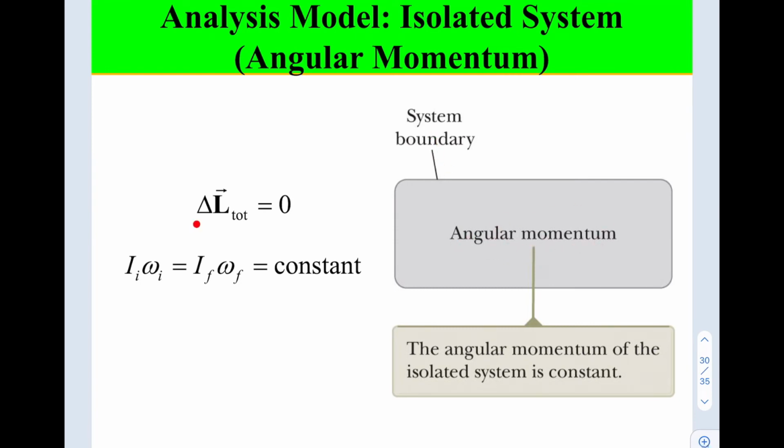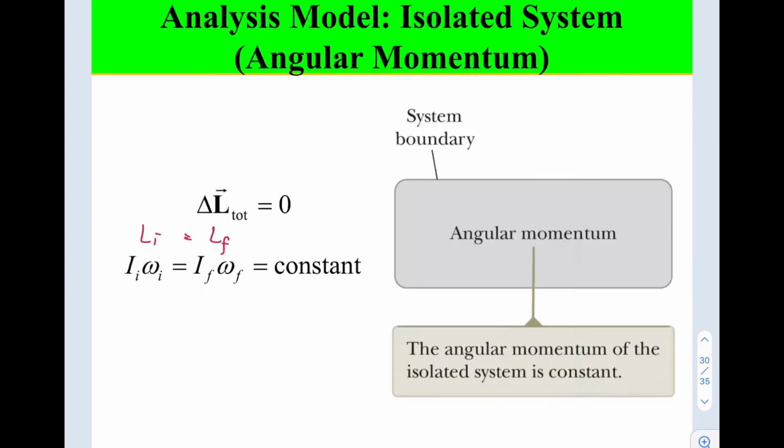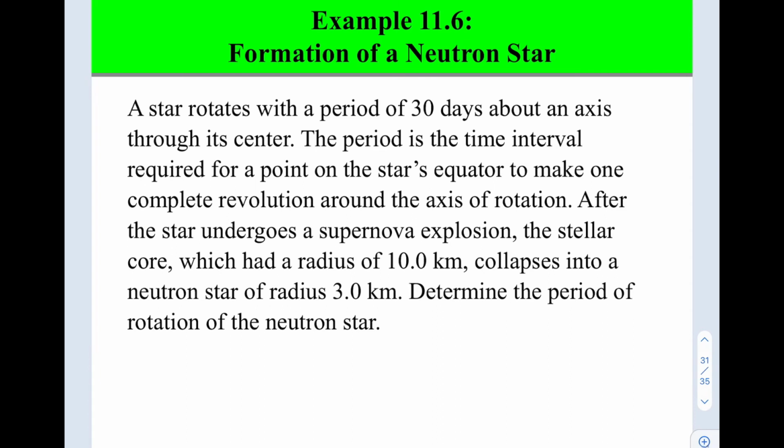If let's say we have a system that consists of angular momentum within it. This is the boundary of our system. Delta L total is equivalent to 0. It means that L initial is equivalent to L final. L itself is I omega. So I initial omega initial is equivalent to I final omega final, which must be a constant. The angular momentum of the isolated system is a constant. This is the meaning, if we can have a model or visualization of the system that we have.